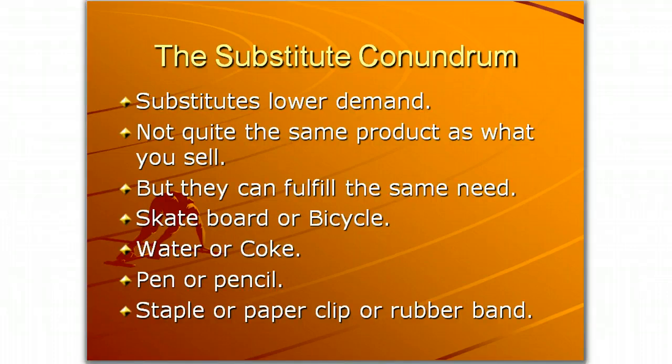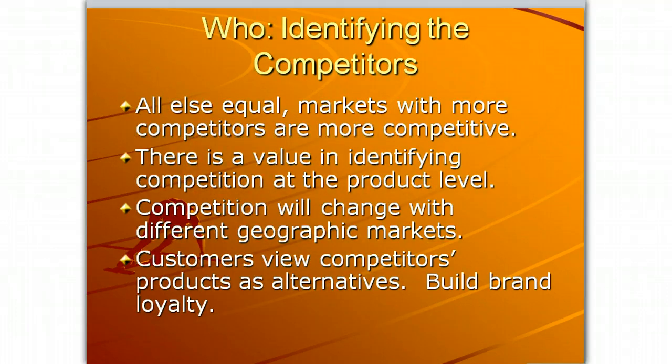And here we have also skateboard or bicycle, moped, any mode of transportation. One is a substitute for the other. Staple, paperclip, or rubber band. These are all products that can substitute for the other products and reduce demand. So this is not a big aspect of this chapter, or we're not going to focus a lot of time on this. However, it's just important to understand that competition can come from other non-similar products that can take a toll on your business. Okay. All right, so let's go back to identifying the competitors.